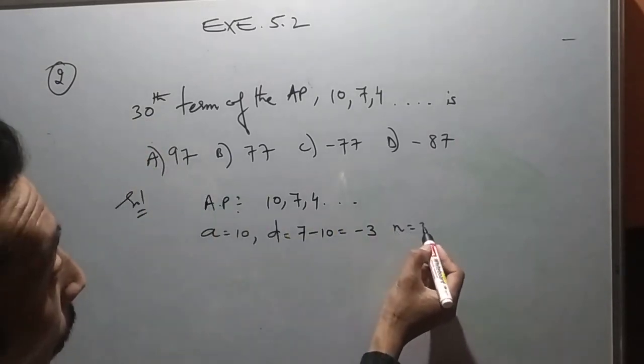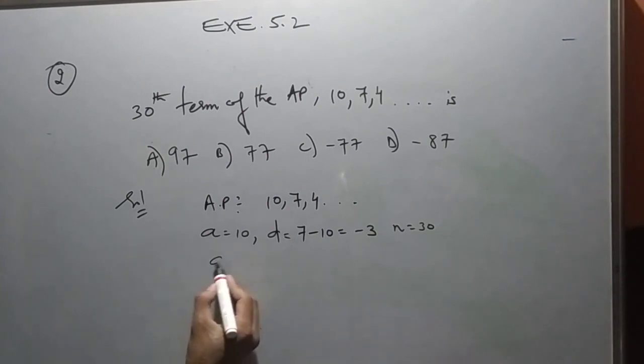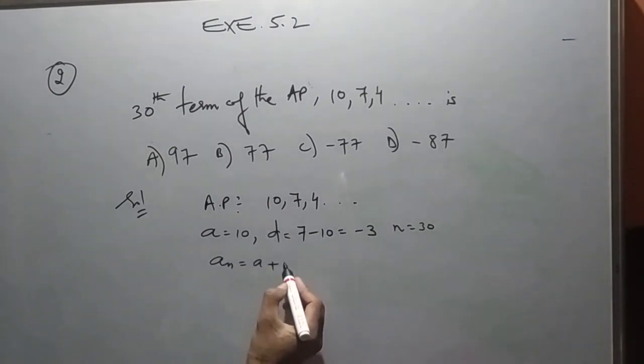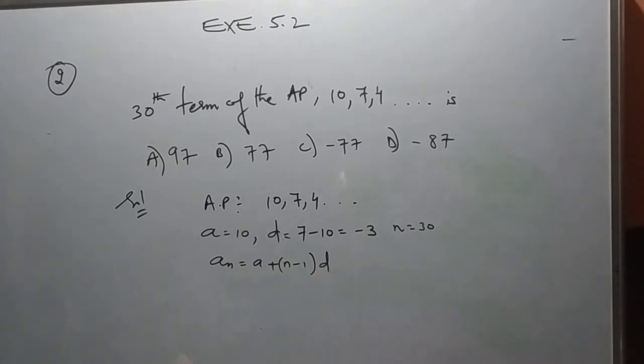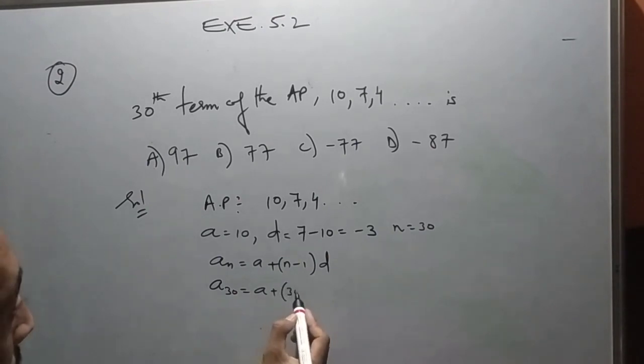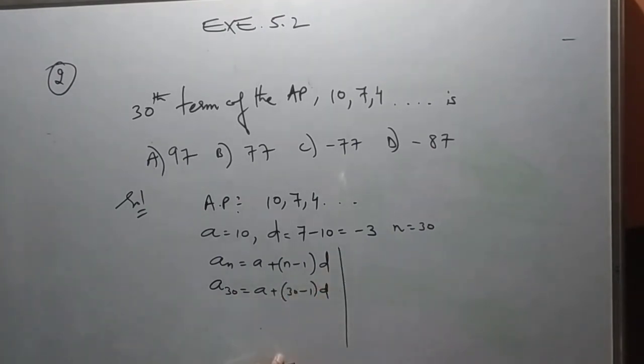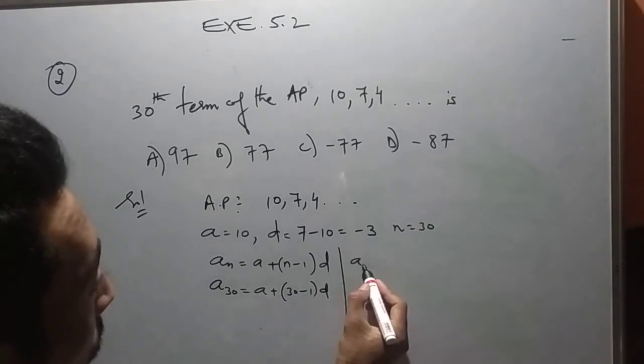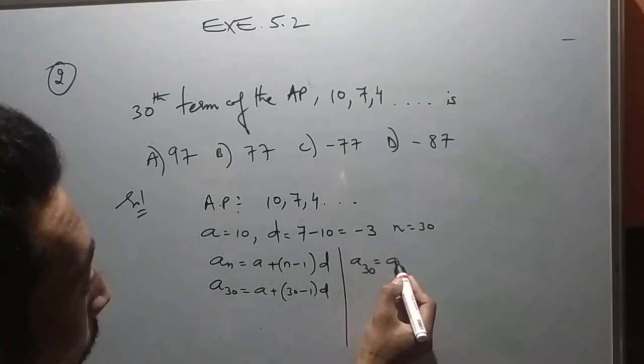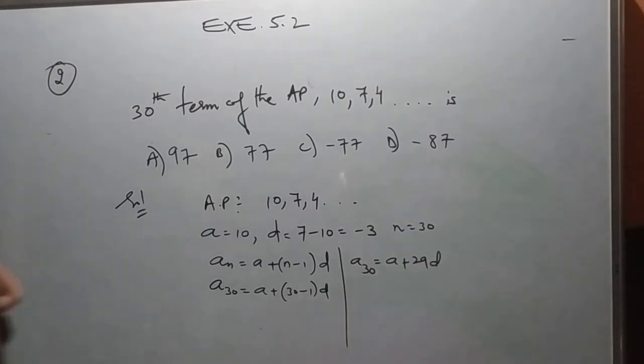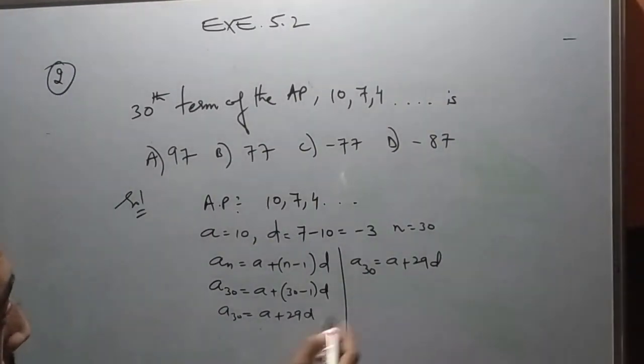So A_n is A_30. The formula is A_n equals A plus (n minus 1) times D. So A plus (30 minus 1) into D. So A_30 is A plus 29D.